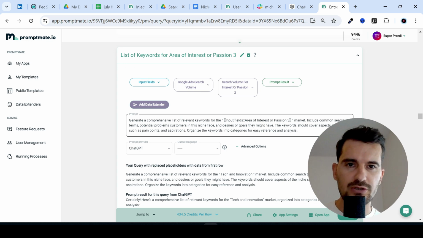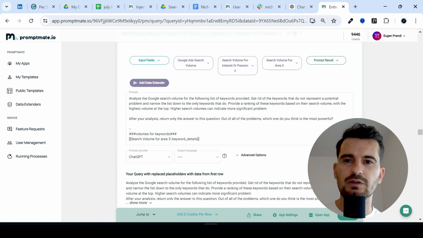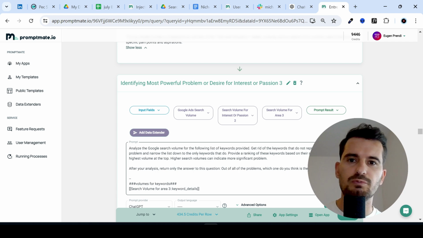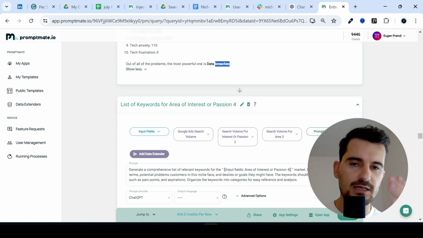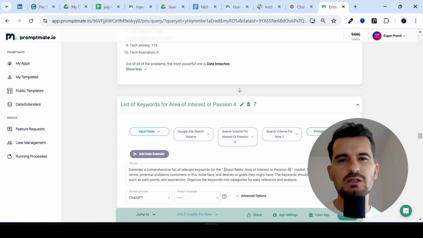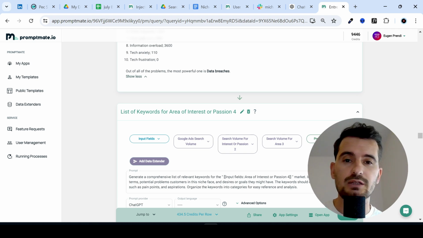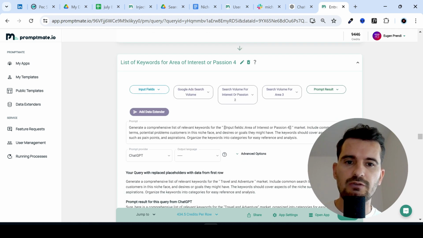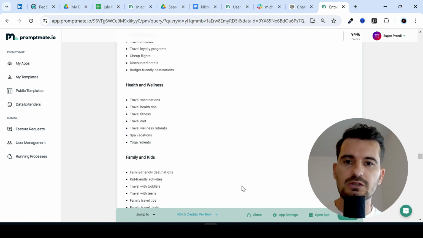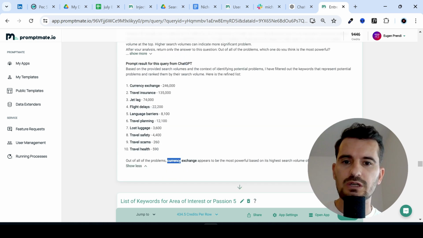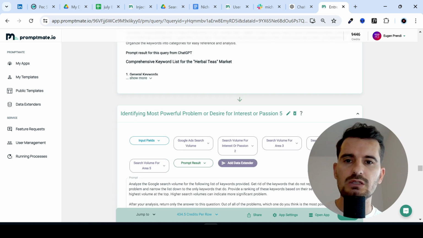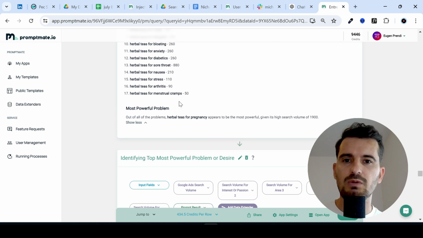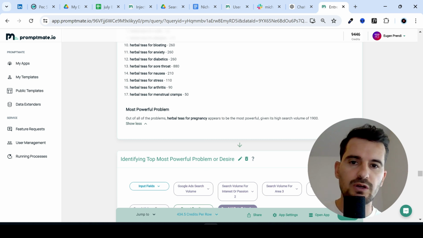Then it will do it for passion number 3, which was tech and innovation. In this case, the most powerful problem is data breaches. Okay, we will see how this will be useful. As I said, I really mixed up the interests in here, so they might seem unrelated often. And then for passion 4, which was travel and adventure, the problem number 1 based on search volume was currency exchange. Interesting. And then for passion number 5, which was herbal teas, the most important problem searched is herbal teas for pregnancy. Really good, which means the prompts are working very well in identifying these, right?